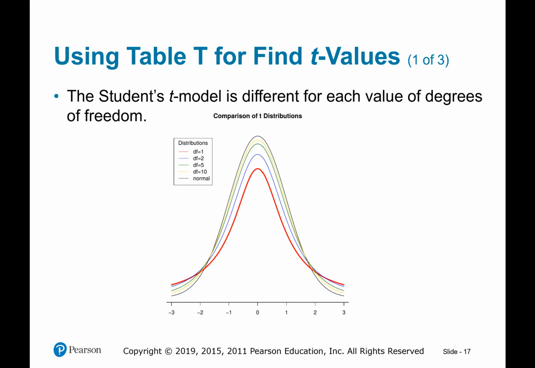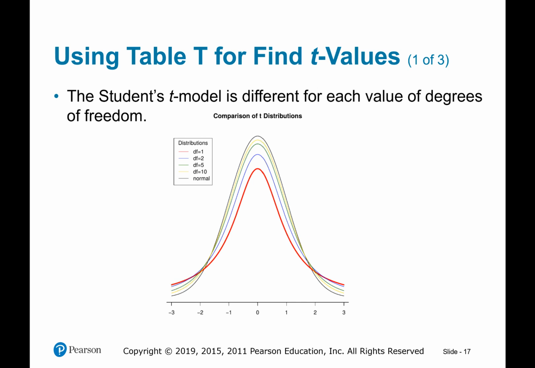So I've got another graph for you to look at here. Again, hopefully you can tell the black one, the one that has the highest peak, that's the normal distribution. The red one, which really jumps out, is the T model with just 1 degree of freedom. The blue one has 2 degrees of freedom. The green one is 5. The yellow one is 10.